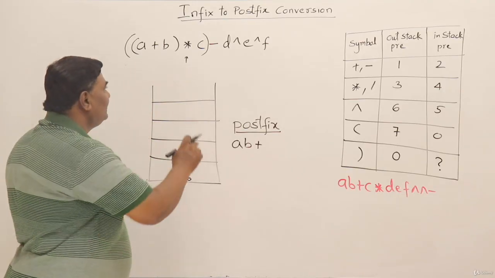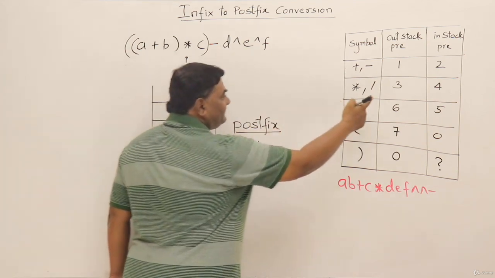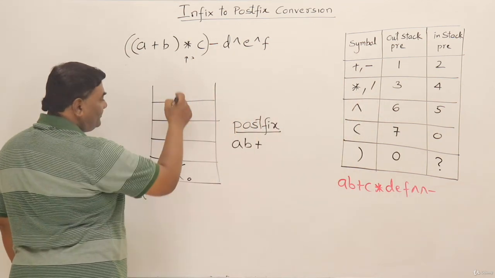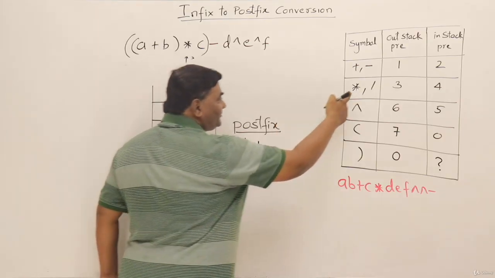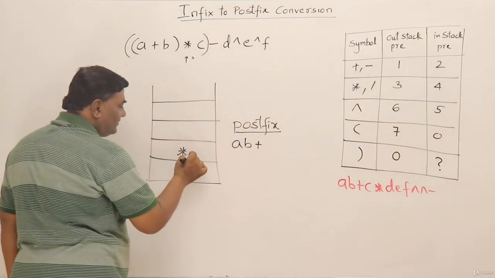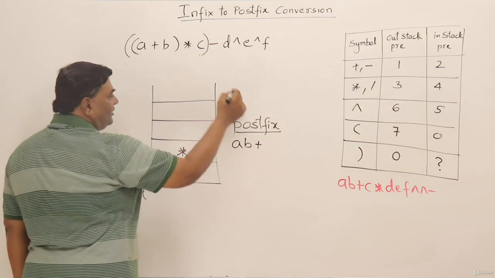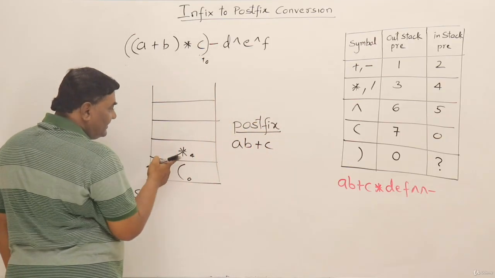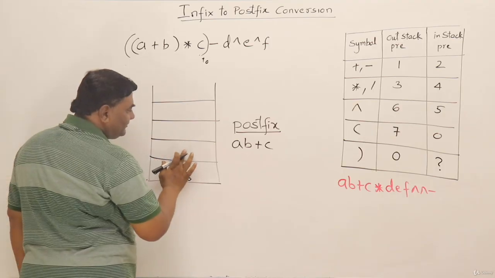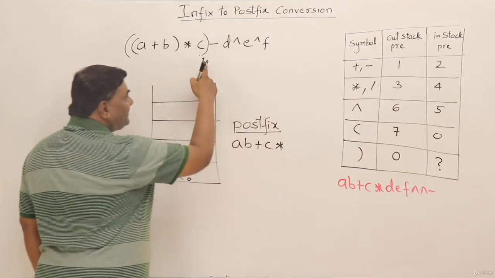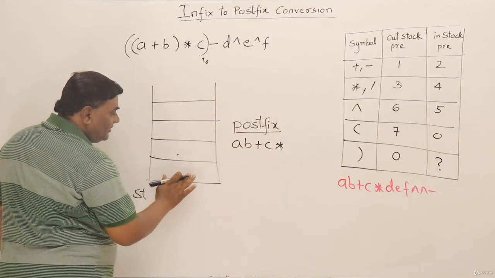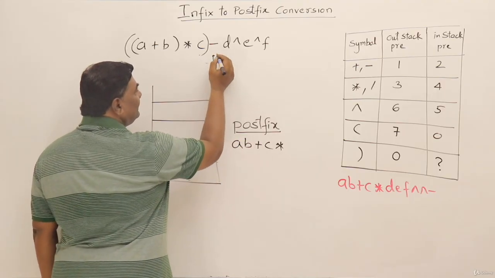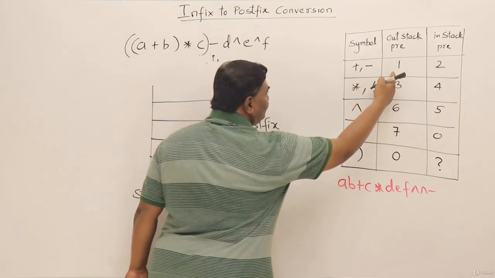Let us continue. Star outside precedence 3, in stack 0, push. Once pushed, what is the precedence? 4. C operand, send it. Closing bracket, precedence 0. This one 4, pop out. Precedence 0. This also 0. Pop out. Don't add it there. Move to next symbol. Minus, precedence is 1.